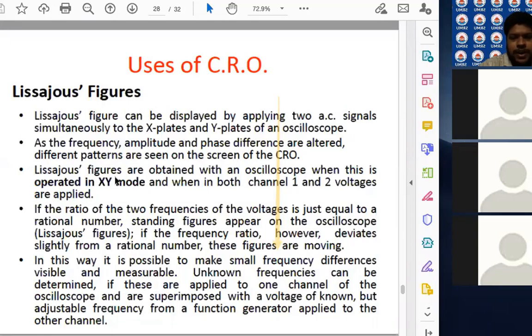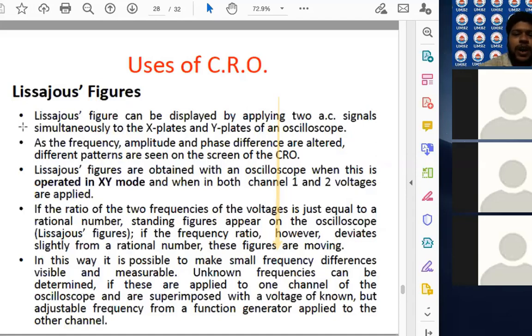I have tried to write significant information. It says Lissajous figures can be displayed by applying two AC signals simultaneously to the X plates and Y plates of the oscilloscope. We know X plates are for horizontal movement and Y plates are for vertical movement. If you remember the block diagram, there are two pairs of plates in the CRT which can deflect the electron beam horizontally and vertically.